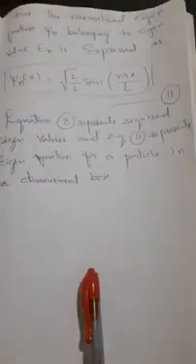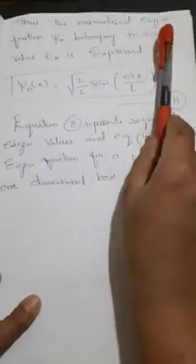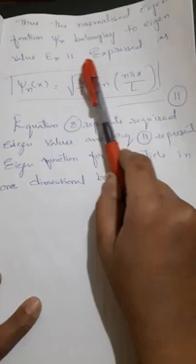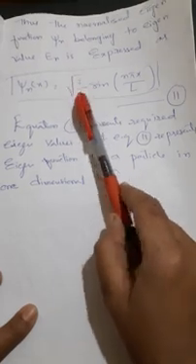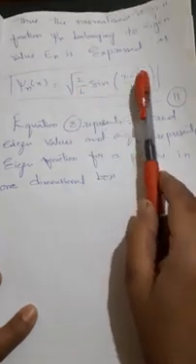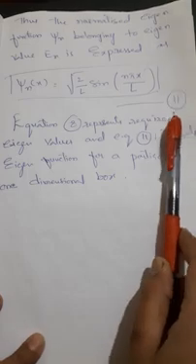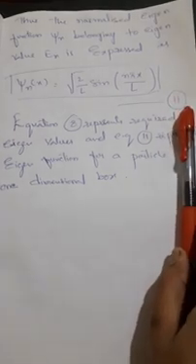Now this gives the normalization constant, that is A is equal to under root of 2 by L. This is one constant, we got this value, under root of 2 by L. Thus the normalized eigenfunction psi n belonging to eigenvalue En is expressed as psi n of x is equal to under root of 2 by L sin of n pi x by L. Let us take this as equation number 11.